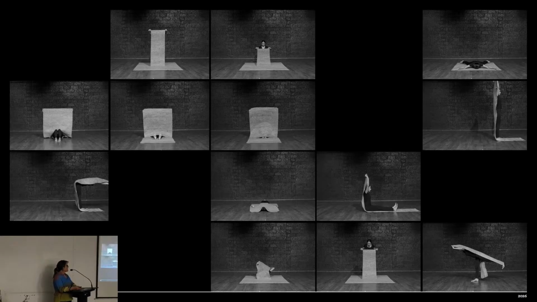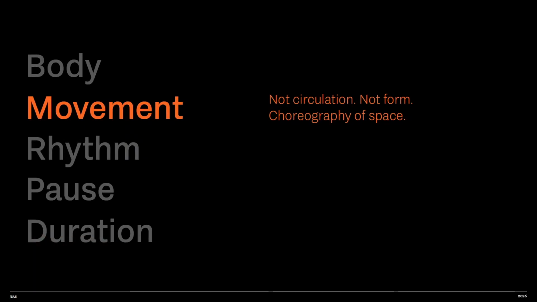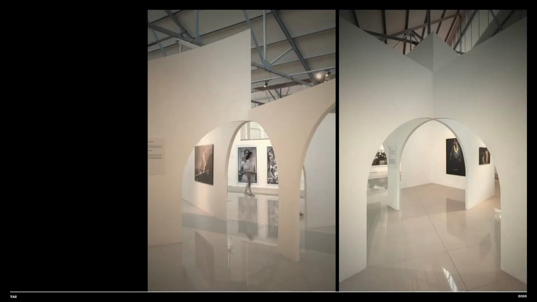So this entire image or performance drawing, body in space, was conceived, documented, and produced in the space of 72 hours. And that element of duration is always also key in how you see it. And as an extension, body becomes movement, and again, not circulation and not form, but choreography of space.